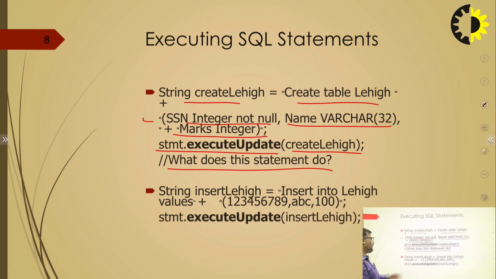Then after that we will handle these types of results. A string: insert into Lehigh values, with the values SSN as an integer, name as varchar, and marks as an integer. Okay. Then at last, statement.executeUpdate with the result.